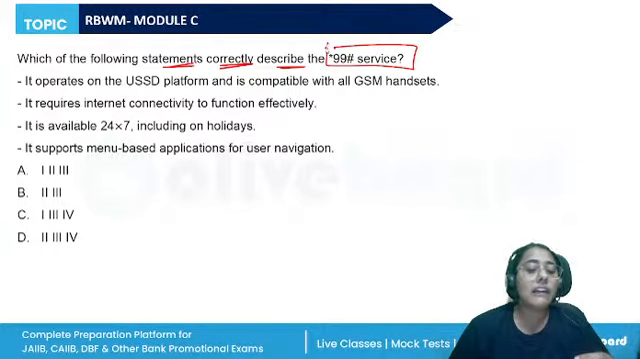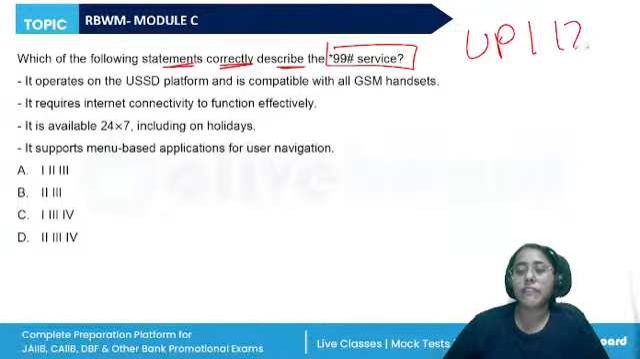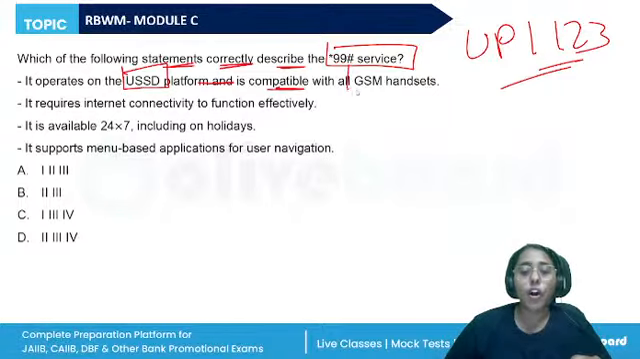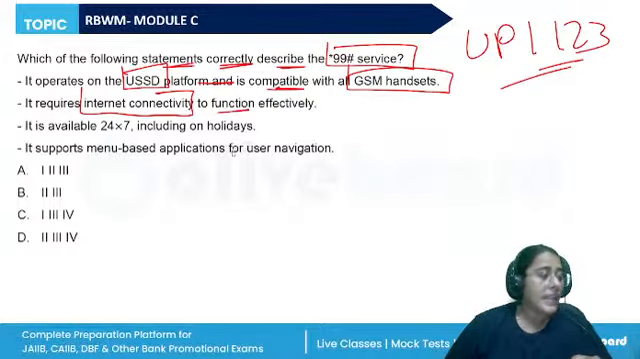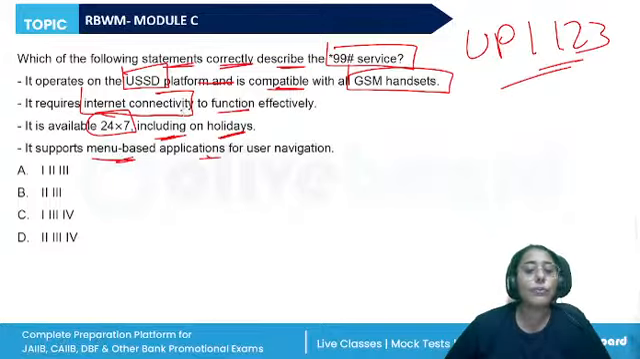What if I do not have internet connectivity? If I do not have internet connectivity, then two options are available to me. Either the *99# service or the UPI 123 Pay. So which of the following statements are correct? It operates on the USSD platform and it is compatible with all GSM handsets. It requires internet connectivity to function effectively. It is available 24/7 including on holidays, and it supports a menu based application for user navigation.